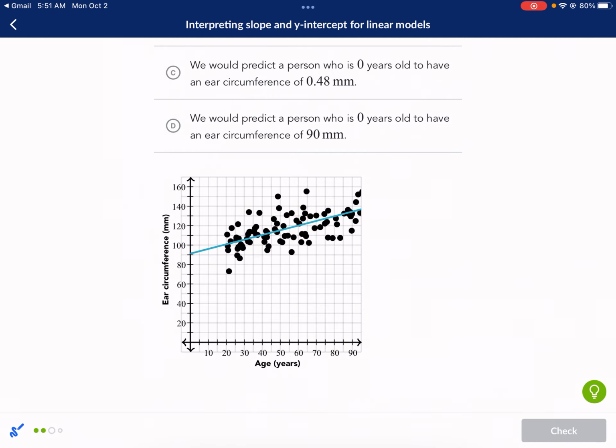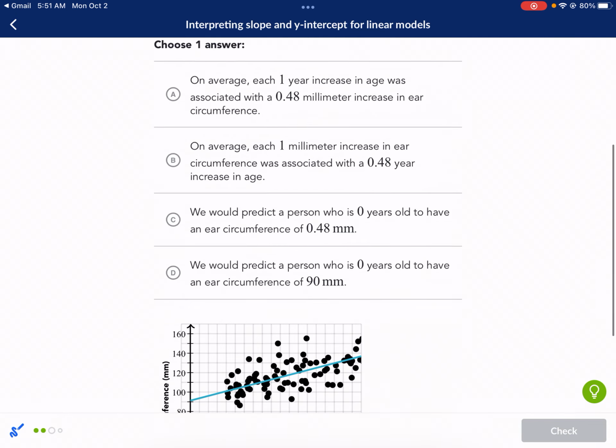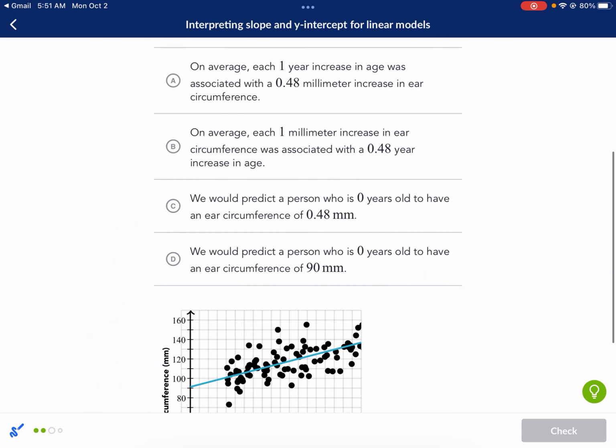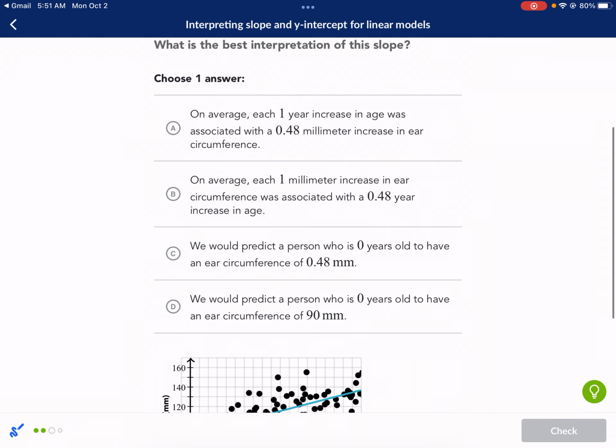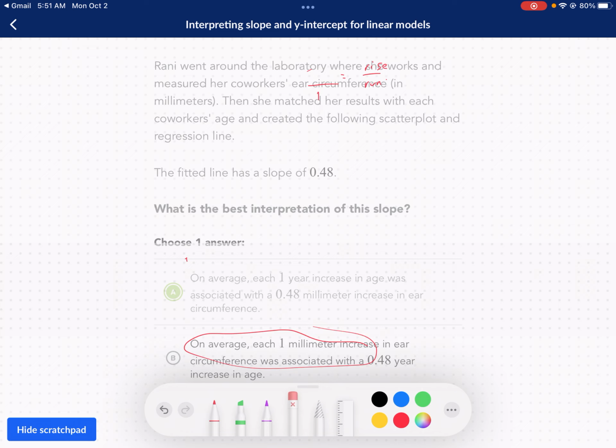So we need to decide which one of these interpretations is correct using slope, because it talks about the slope. On average, each year increase in age was associated with a 0.48 millimeter increase in the ear's circumference. Bingo. That's exactly what we're talking about. That's why we put this over 1. It's off the screen right now, but if we were to put it over 1, that means 1 year, and this is millimeter. So this is our slope.